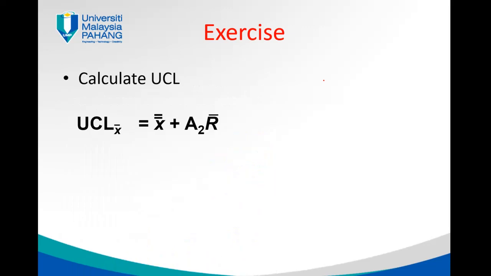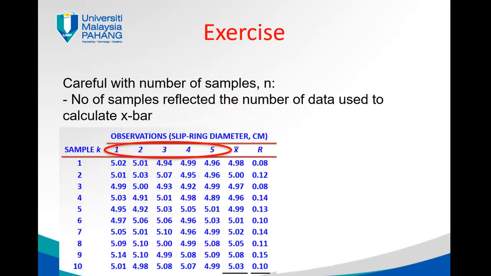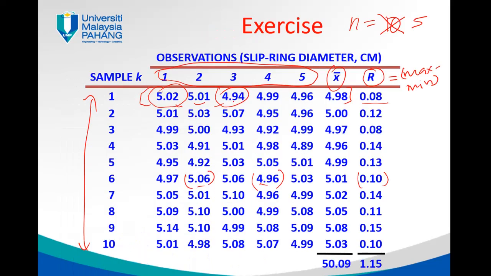Alright, so now we want to calculate the upper control limit. The formula is x double bar plus A2 R bar. X double bar is, we take this summation, 50.09, divide with the number of observations, 10. So this is x double bar. So you will get 5.009.